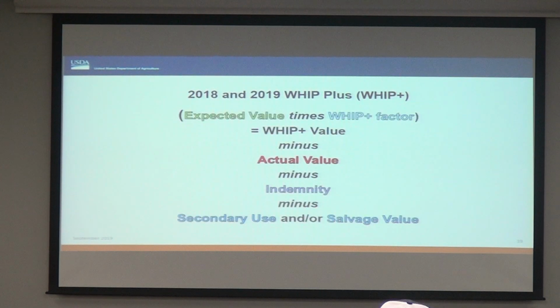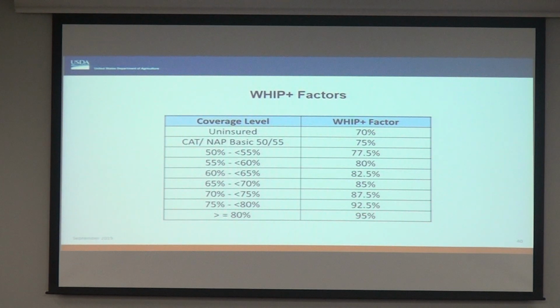And here's the WIP payment formula again. It's the same as the prior program. Nothing's changed on the formula. However, on the WIP factors, they have increased. Uninsured has gone up to 70%, and then basic CAT coverage, catastrophic coverage, and NAP coverage is 75%, and still the top tier of the payment factor is 95% based on your buy-up coverage that you purchase from RMA or under the NAP program.